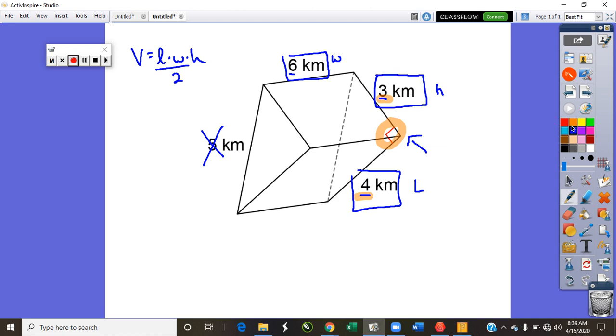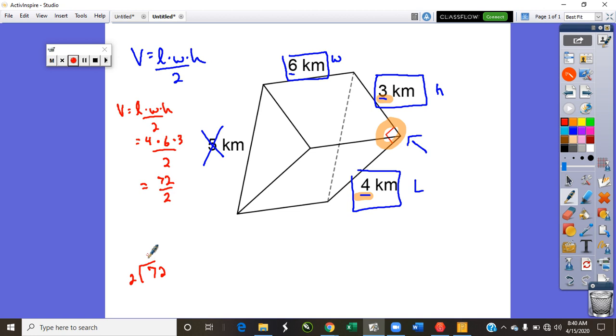And all I've got to do now is plug these in. So volume equals length times width times height divided by 2. My length is 4, my width is 6, my height is 3, and I'm going to divide that by 2. Well, what's 4 times 6? 24. And what's 24 times 3? 72. If I take 72 and I divide it by 2, what do I get? Let's do it down here.